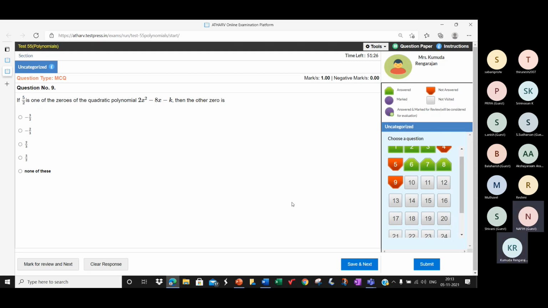If 5 by 2 is one of the zeros of the quadratic polynomial, just tell me how would we do this? In place of x, we should use 5 by 2. You should equate the polynomial to 0. And in place of x, you must use 5 by 2 and find the value of k.